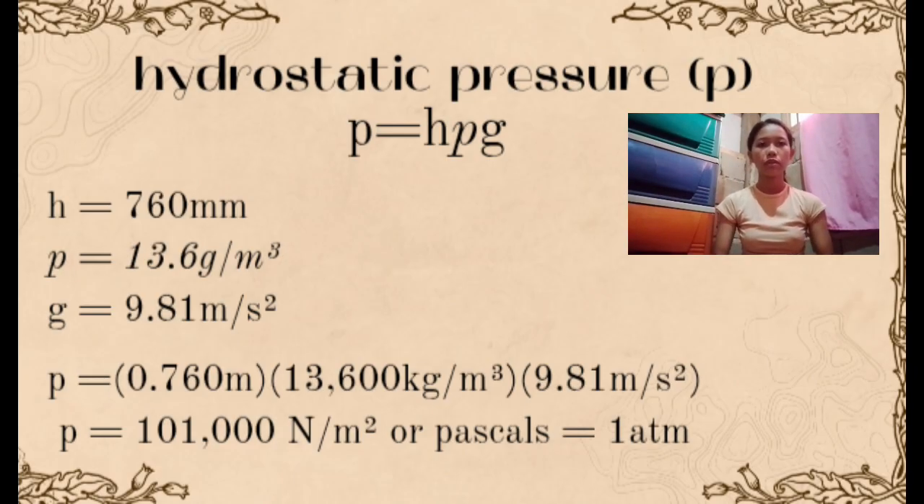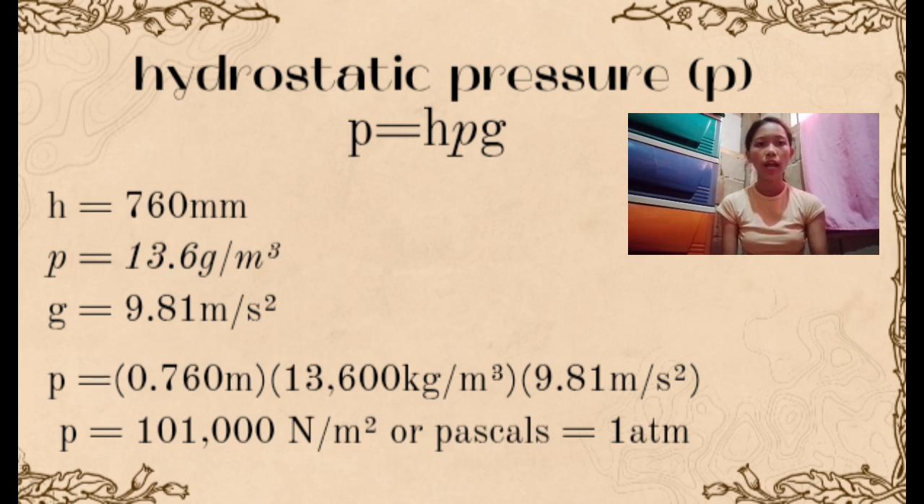So let's say, for example, this equation where the height of the fluid, the density of the fluid, and the acceleration due to gravity are given. The height is 760 millimeters of mercury, or if converted to meters, 0.760 meters. The density of the fluid, or the density of the mercury, is 13,600 kilograms per cubic meter, while the acceleration due to gravity is 9.81 meters per second squared.